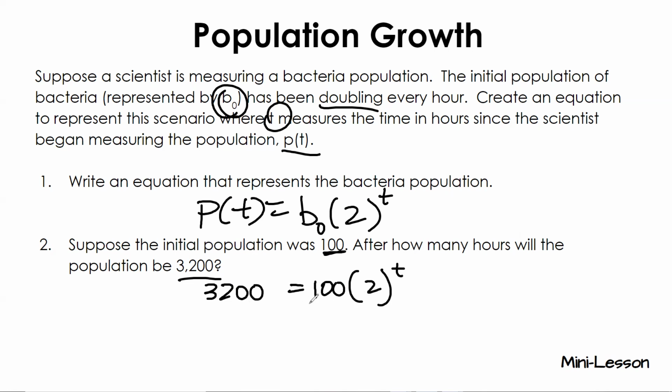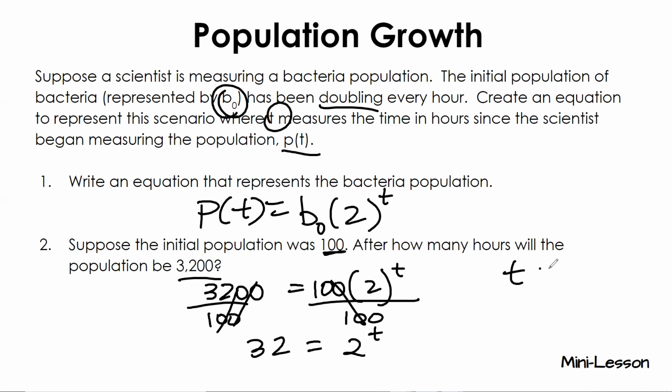So the first thing that we're going to do is we're going to divide by 100. And that's going to give me 2 raised to the T power. What's 3,200 divided by 100? That's going to give us 32, right? So 2 to what power would give us 32? So 2 to the 5th power would give us 32. So that means at hour 5, we would have 3,200. Let me see how I did that. Got to be able to solve.